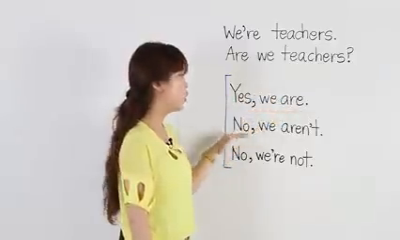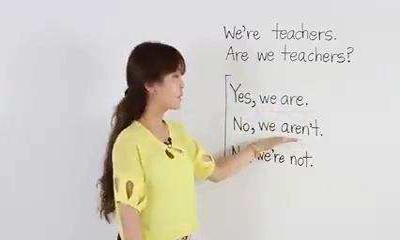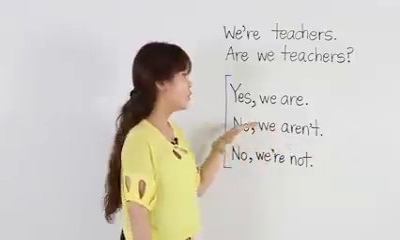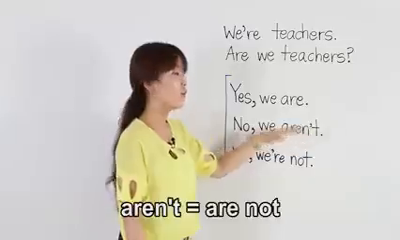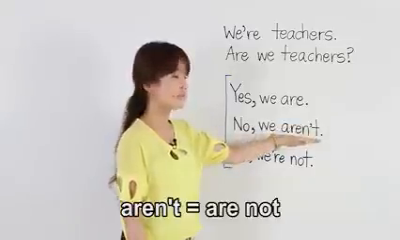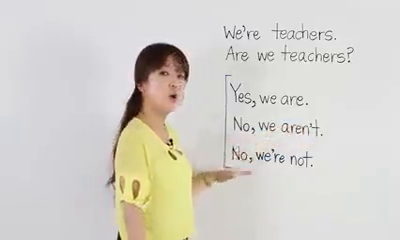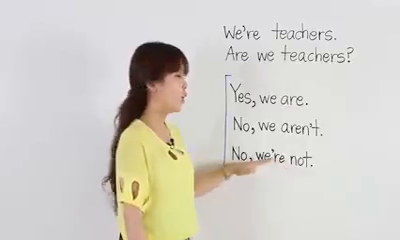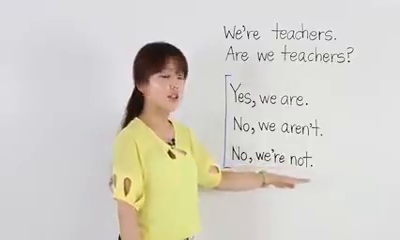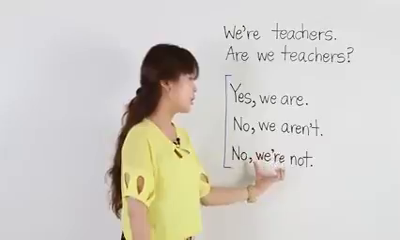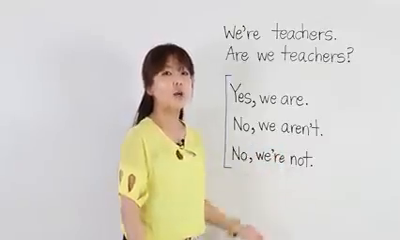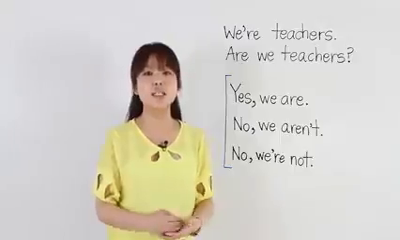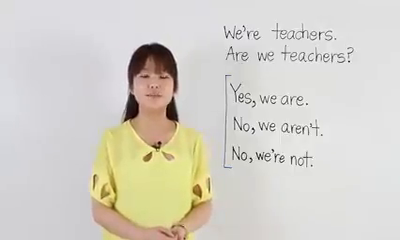Or, no, we aren't. Listen, aren't. Aren't is a contraction for are not. Or we can say, no, we're not. And you know that we're is a contraction for we are. We're going to look at some more examples. Please repeat after each one.